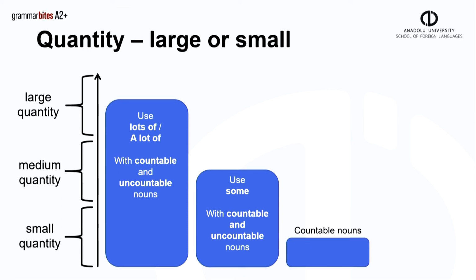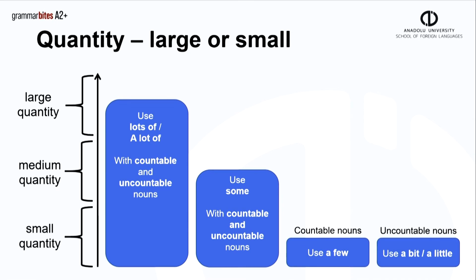For a small quantity with countable nouns, we use a few. But with uncountable nouns, we use a bit or a little.